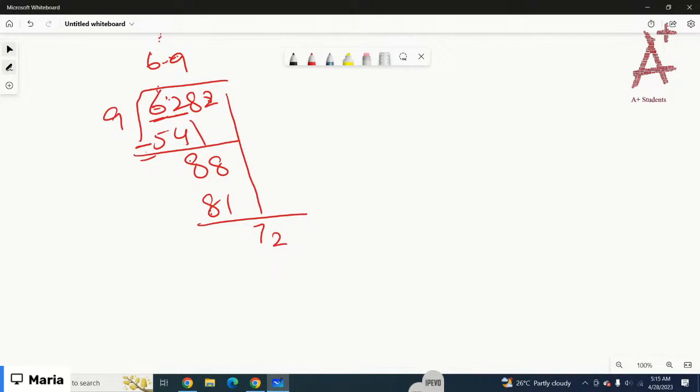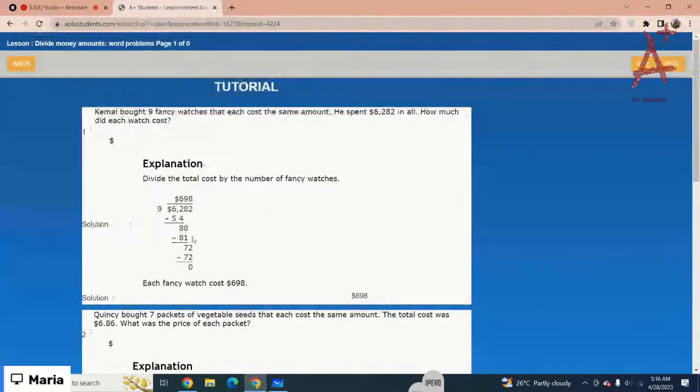Now just bring the 2 down. You have to count 9 until 72. So 9 times what number is 72? 9 times 8 is 72. So the correct option is 698. That means the cost of the one watch is 698. Got it?